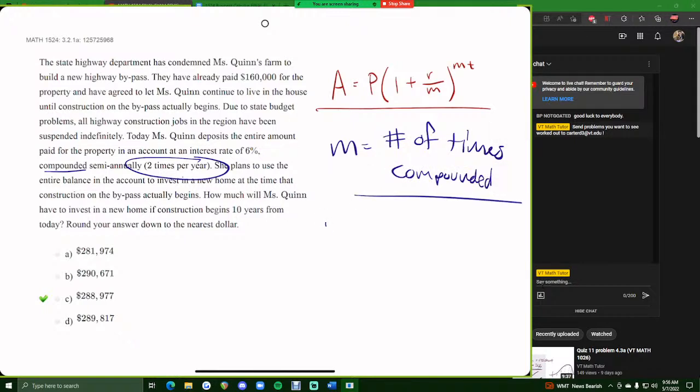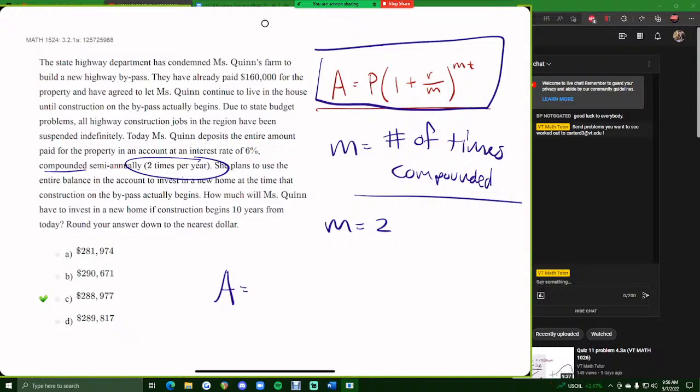Therefore, in this case, M is equal to 2 for 2 times per year. So the beautiful thing about this problem specifically is that it looks super crazy, but as long as you know you're using this equation, they actually give you everything to plug in on the right side of the equation. P is the initial investment. They've already paid this much to build some whatever. And then it's 1 plus R, which is the rate of 6%.